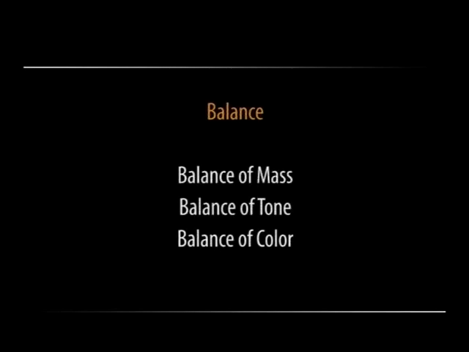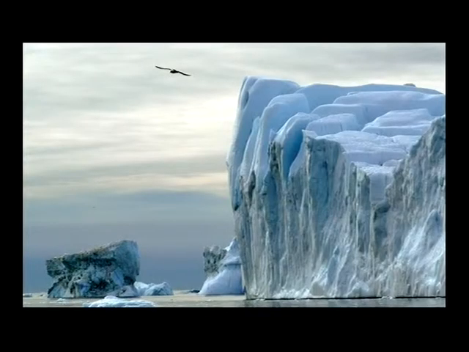Further, you also have to keep in mind the balance of objects within the frame. Now, the balance can be balance of mass, balance of tone, and balance of color. What do you mean by balance of mass? For example, there is a small object in the left corner of the frame. It can be counterbalanced with an object in the right upper corner which is much bigger in size.